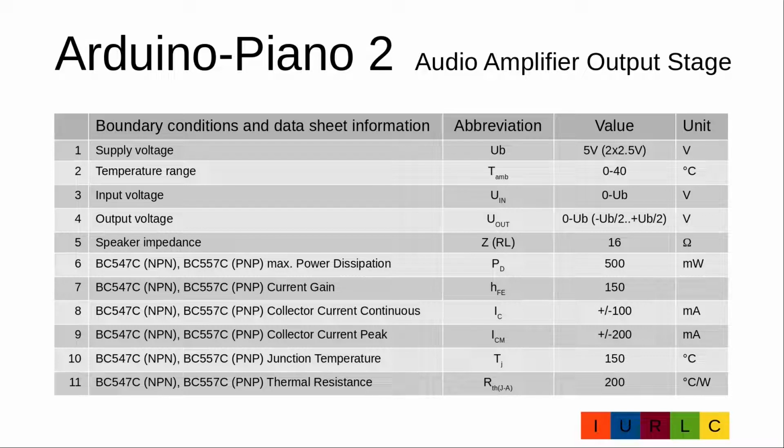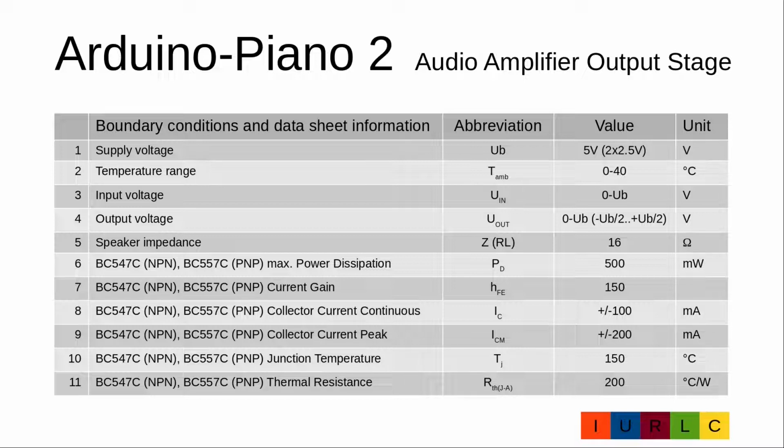We will use the NPN transistor BC547C and the PNP transistor BC557C. Both have similar data. The maximum power dissipation is 500 milliwatt. The current gain is 150 at 100 milliamp. The maximum continuous current is at the NPN transistor plus 100 milliamp and at the PNP transistor minus 100 milliamp. And the maximum peak current is at the NPN transistor plus 200 milliamp and at the PNP transistor minus 200 milliamp.